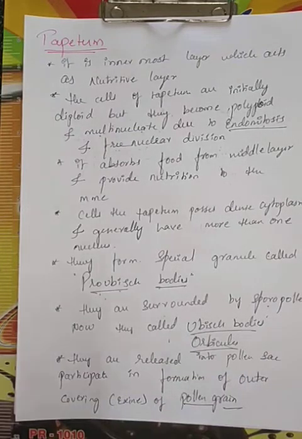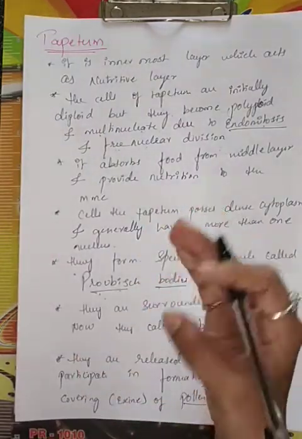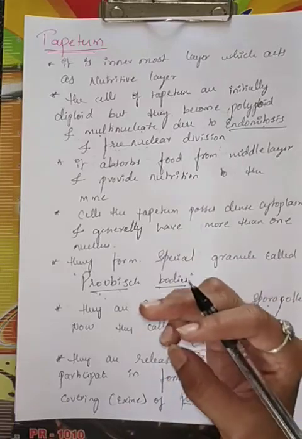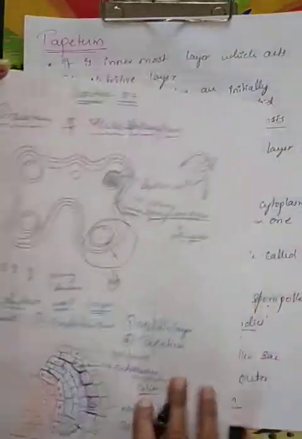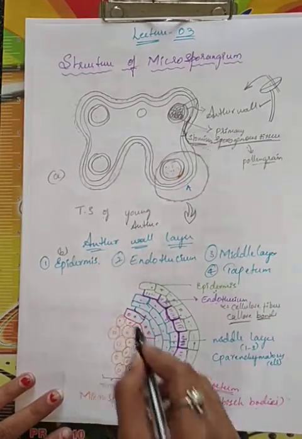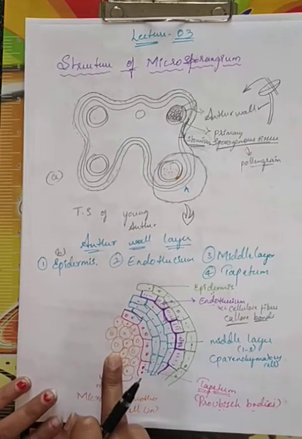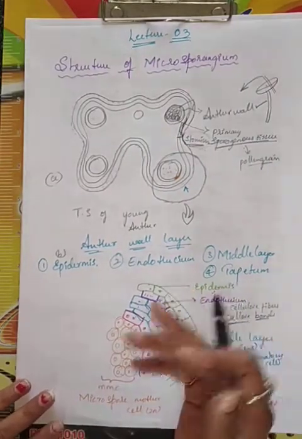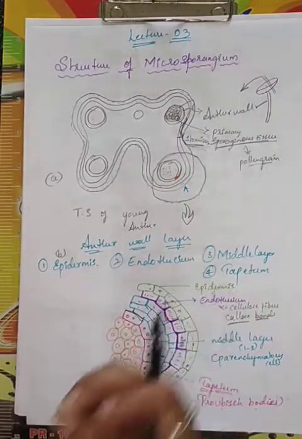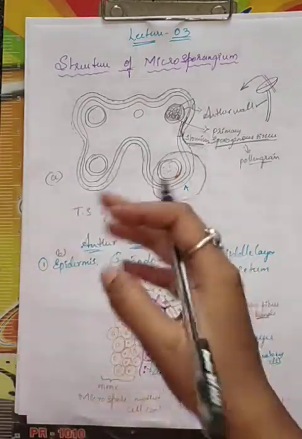This is only the anther wall layers, children. We discussed the epidermis, endothecium, middle layer and tapetum. I hope everybody has understood these layers very clearly. In the next class I am going to discuss only the sporogenous tissue: how it is formed, how it divides, and how the pollen grains are formed after its division.